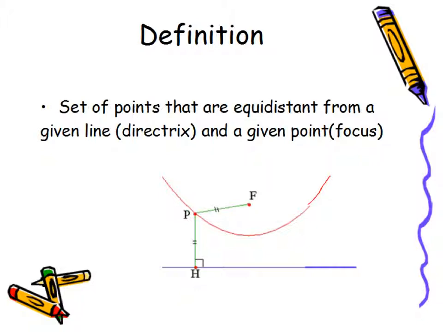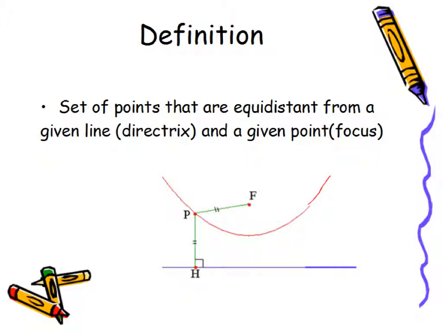This is something we haven't really looked at. A parabola is really just the set of points that are equidistant from a given line. In this case, it's this blue line, the directrix, and a given point, the focus. And you can see here these green lines, that distance right there is the same as that distance right there. And I could do that a lot of places.